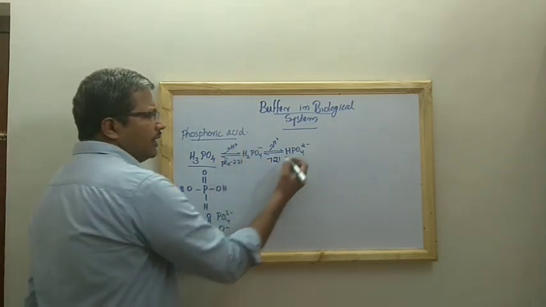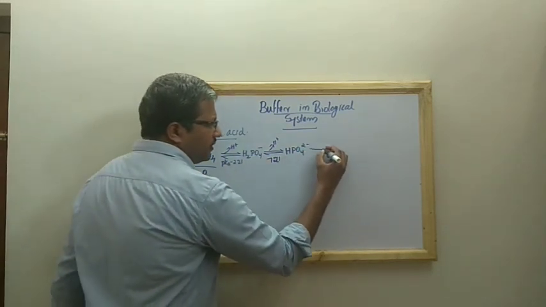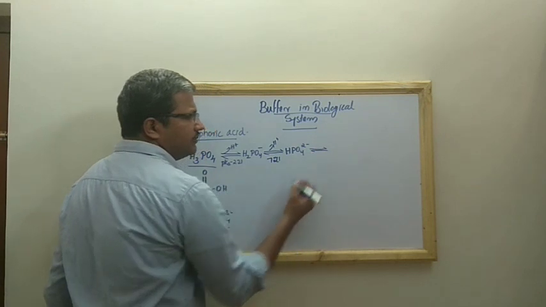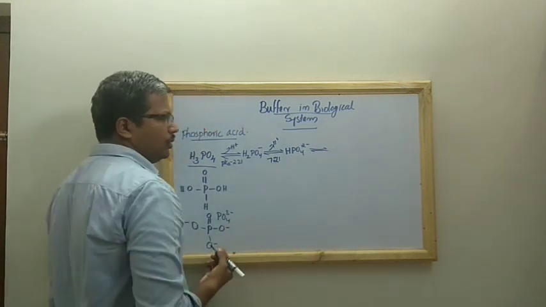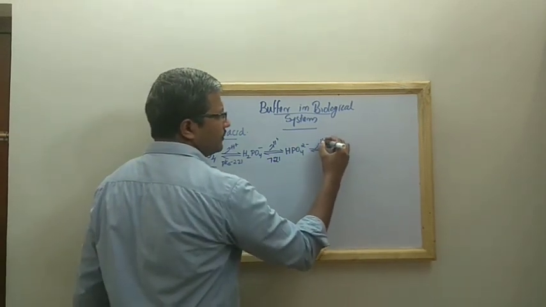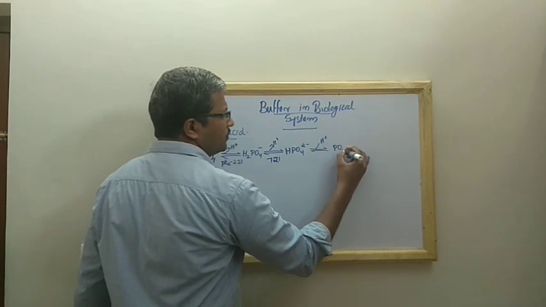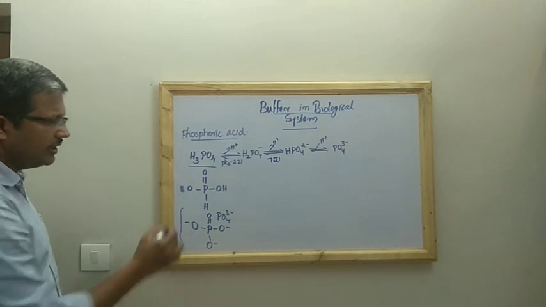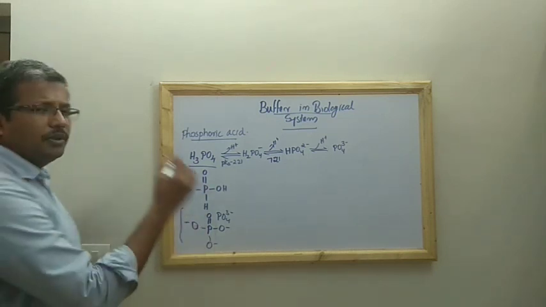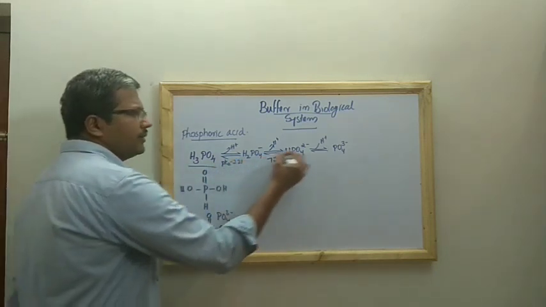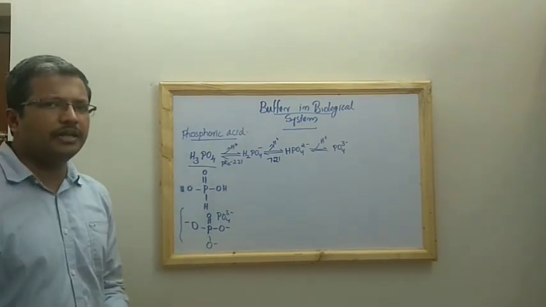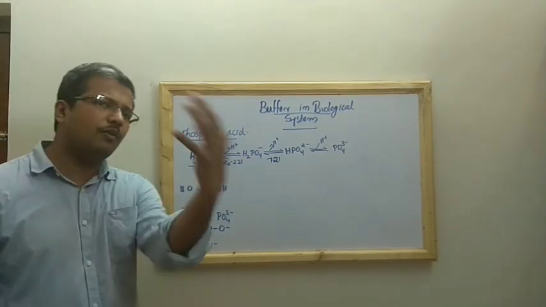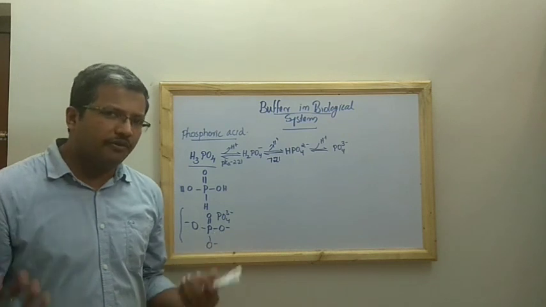Now this further dissociates by releasing one proton, and as a result PO4 3 minus is formed. That is what I represented in this way. This dissociation is what helps phosphoric acid behave as the phosphate buffer.